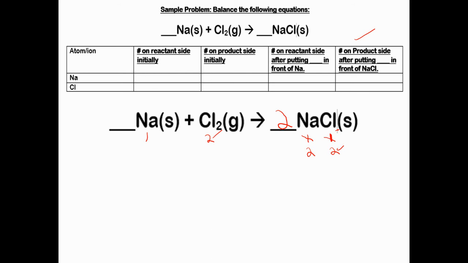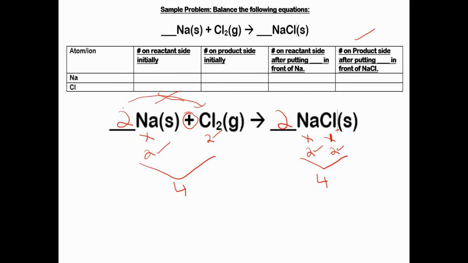But you'll notice my sodiums are off now. I need 2 sodiums on the left side. So I can put a coefficient of 2 here, and that's going to be 2 times 1, 2. So now my sodiums are balanced. This 2 will not affect that chlorine there because they're separated by a plus. The coefficient will only affect both substances if they're not separated by a plus, if they're in the same compound. So this is balanced now. Just to double check, I have 4 atoms on this side and 4 atoms on this side.